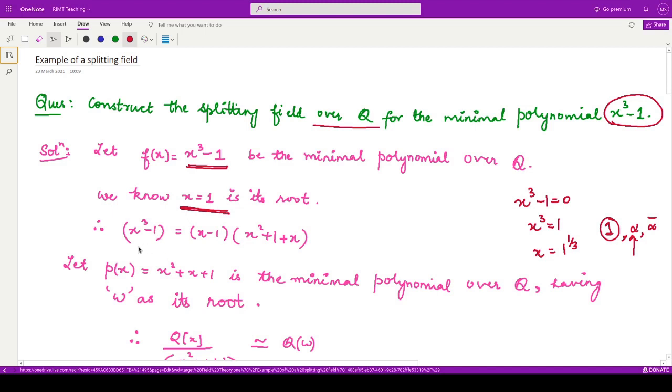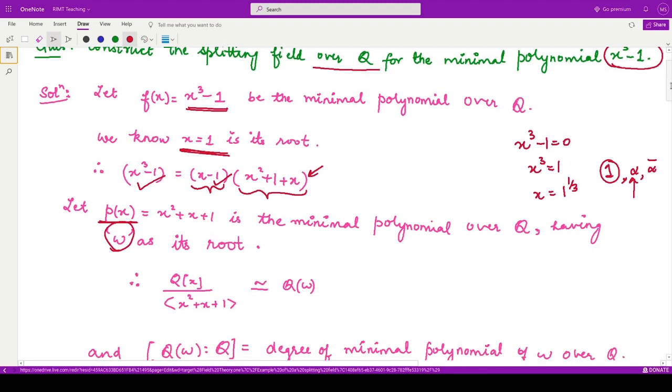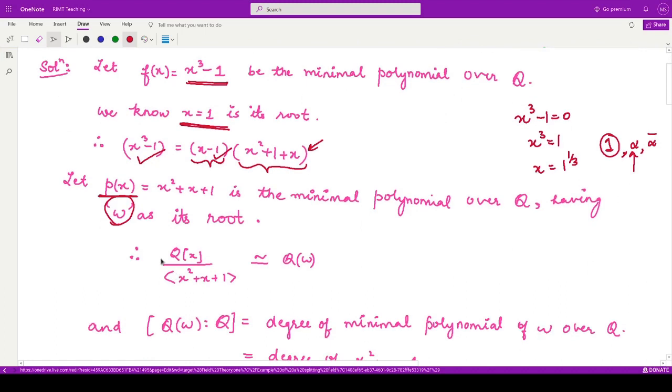That means we can write this x cube minus 1 as the product of x minus 1 and x square plus x plus 1. You can get it by division with x minus 1. When you divide this polynomial x cube minus 1 with this x minus 1, you will have this polynomial. Now we call this polynomial p(x) and we assume that omega be its root. If omega be its root, then in that case we can construct a new field.